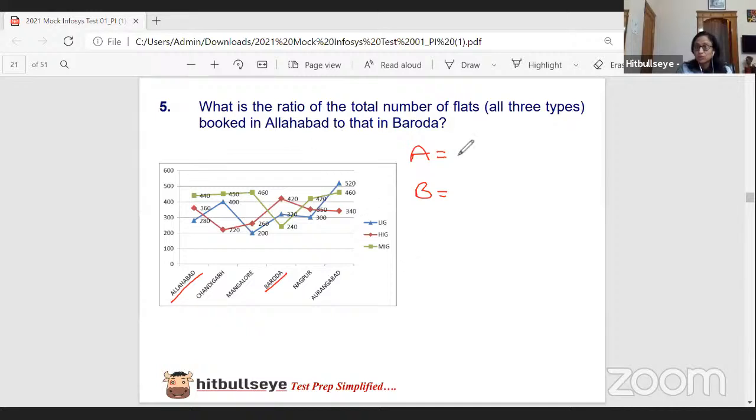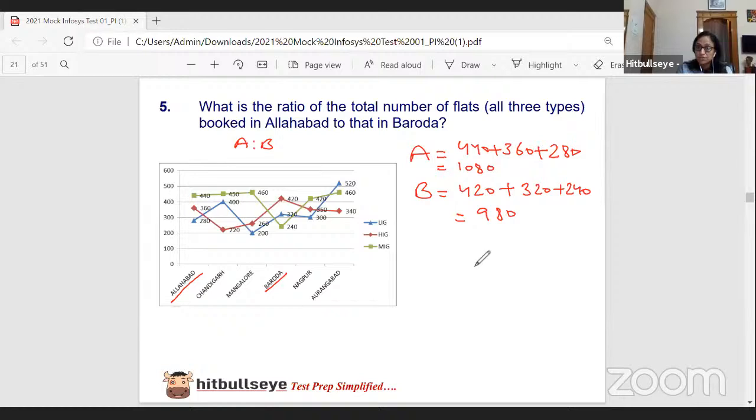The ratio is Allahabad to Baroda. That is A is to B. You cannot give the reverse answer. You cannot give B is to A. Okay, so A is to B is the required answer. So what are the figures of A? Figures of A are 440. Then you have 360. Then you have 280. The figures of Baroda are 420. Then you have 320. Then you have 240. All right, so 440, 360, 280 is the figures for Allahabad, and Baroda figures are 420, 320, and 240. Now, when you add them, of course, the A figure is coming out to be 1080, and the figure for B is coming out to be 980.